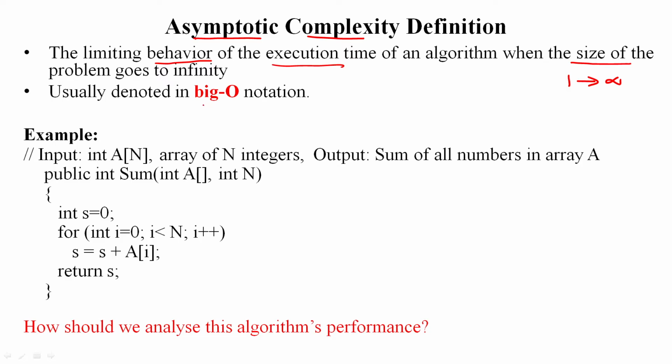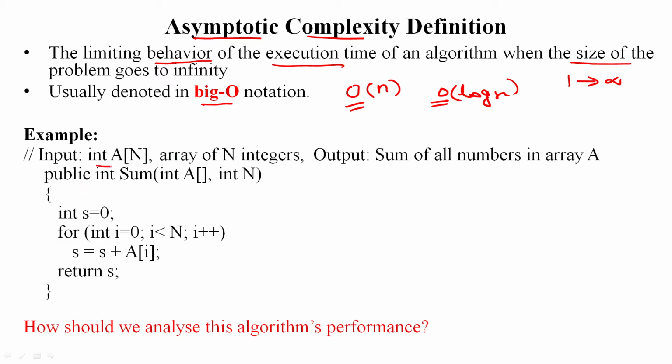Mostly the performance of an algorithm is denoted by using big O notation. For example, for the linear search algorithm, order of n is the time complexity. For binary search, order of log n is the time complexity. So big O is the notation which is used to denote the time complexity. For example, how we measure the algorithm's performance is given here.